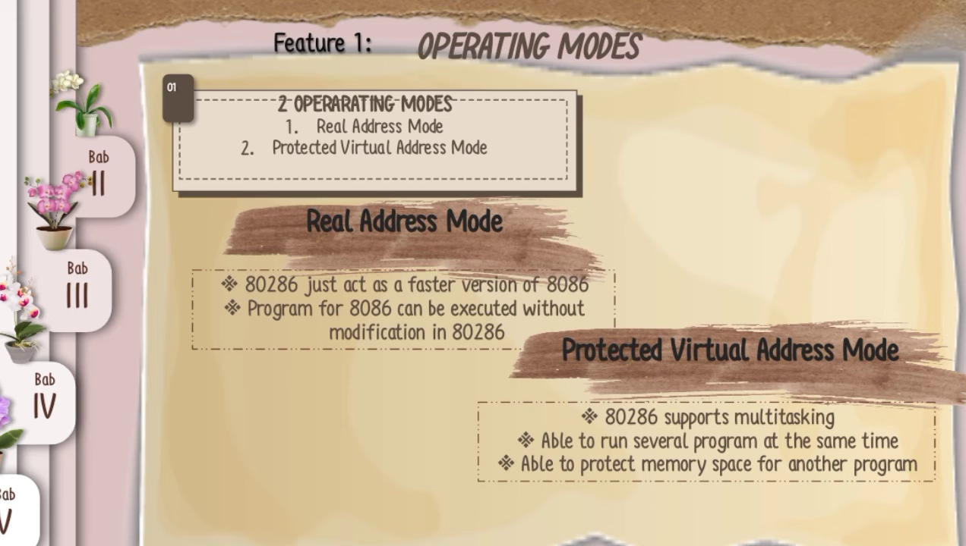So the next one is the protected virtual address mode. The 80286 supports multitasking, able to run several programs at the same time, and able to protect the memory space of one program from another. The 80286 works with all of its memory management and protection capabilities with the advanced instruction set. It is source code compatible with the 8086. The performance of the 80286 is 5 times faster than the standard 8086.